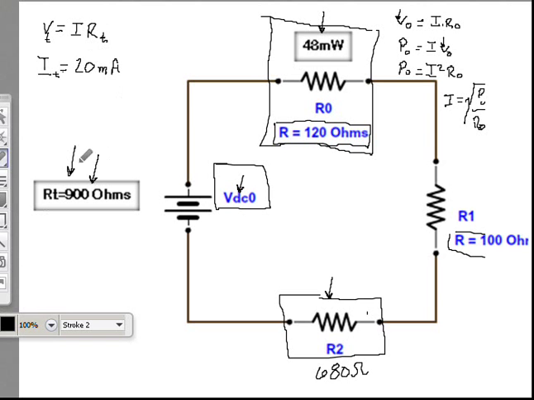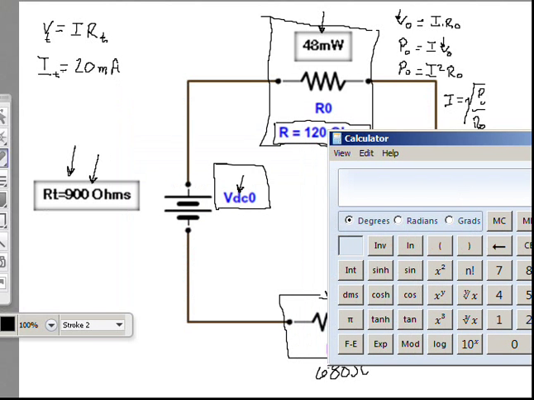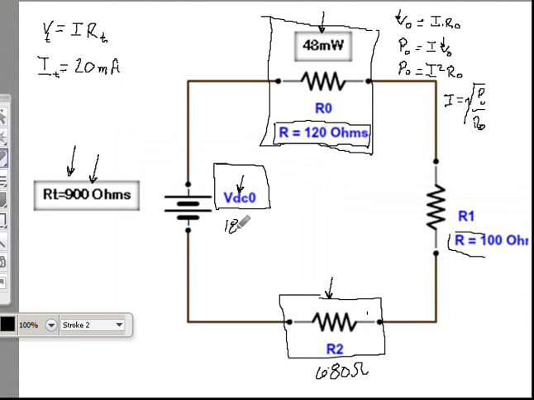So now I've got my total resistance and my total current. So now I can just plug in Ohm's law. 20 milliamps times 900 ohms equals 18 volts. All right, now I've got some of the basic calculations taken care of here.